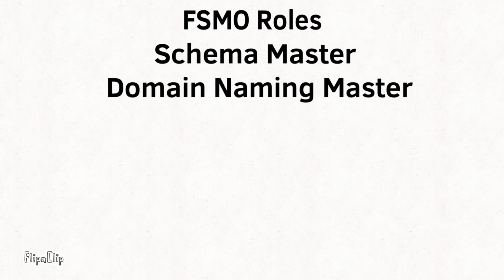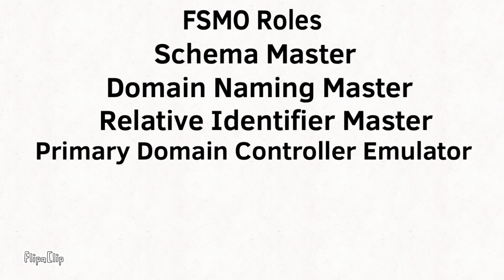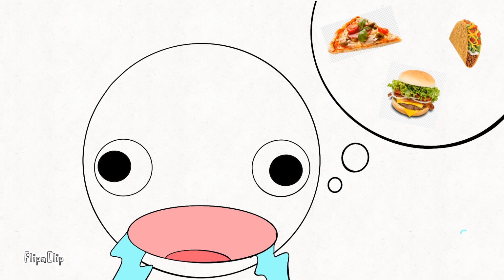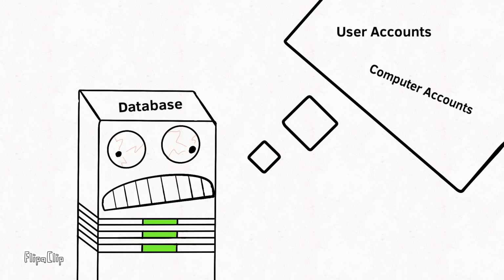The 5 FSMO roles are as follows. We have the Schema Master, the Domain Naming Master, the Relative Identifier Master, the Primary Domain Controller Emulator, and the Infrastructure Master. Schema Master could be thought of as our appetite to consume food daily, weekly, or monthly. It never goes away and can vary in food. In this case, food can be referred to as data, which consists of user accounts and computer accounts.